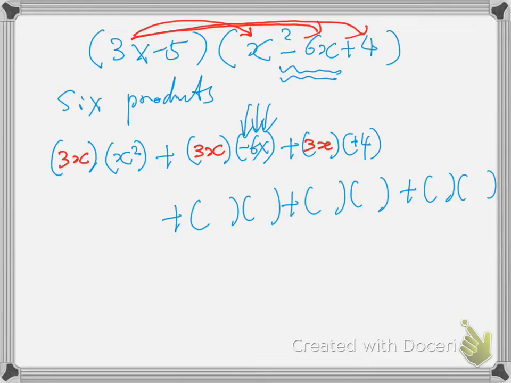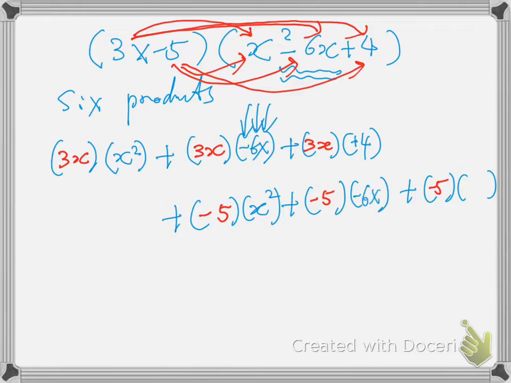The other three multiplication, in the second line, we will use negative 5. We will distribute negative 5 to these three terms. Negative 5 times x squared. Negative 5 times negative 6x. Negative 5 times positive 4. X squared, negative 6x, and positive 4. One more time, it's the sign, number, and the letter.